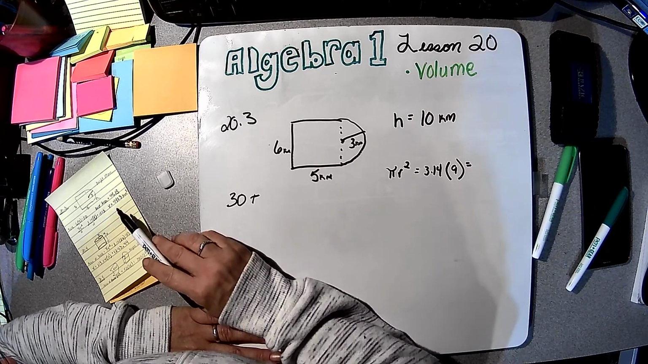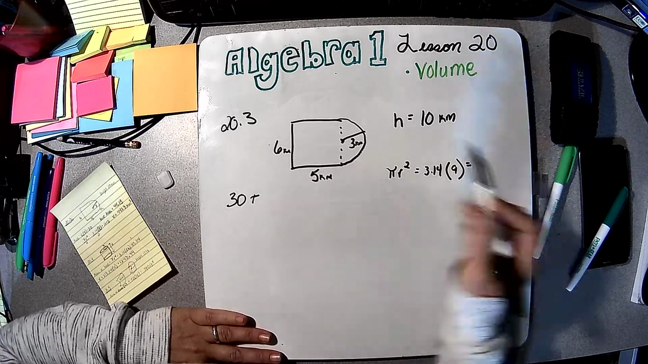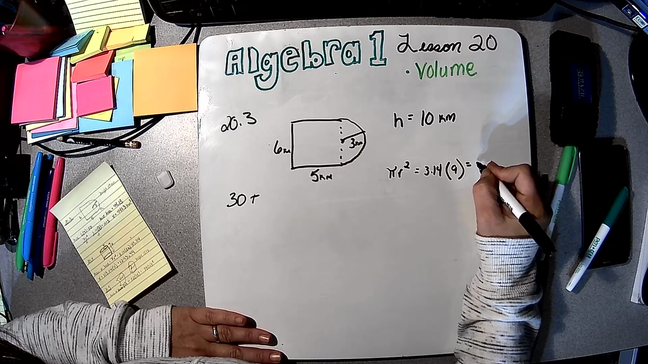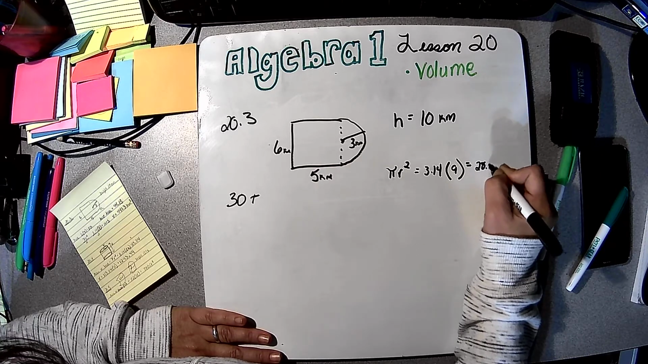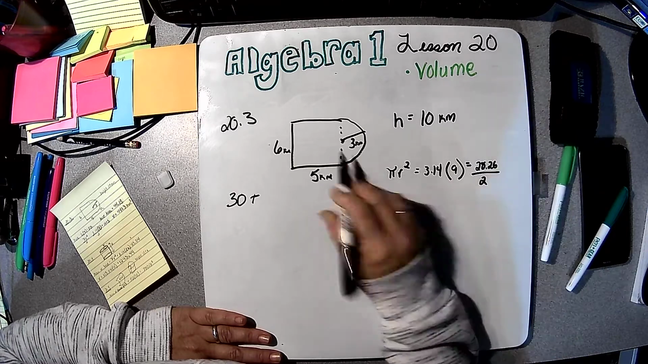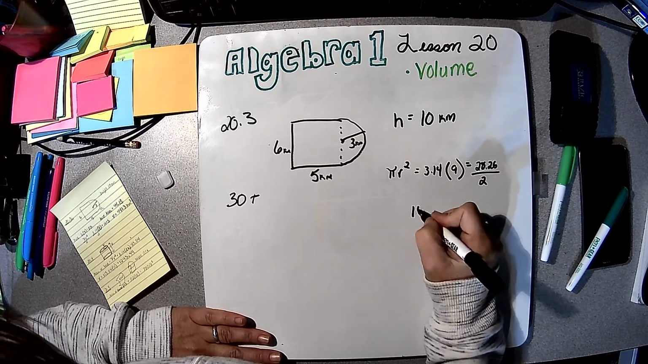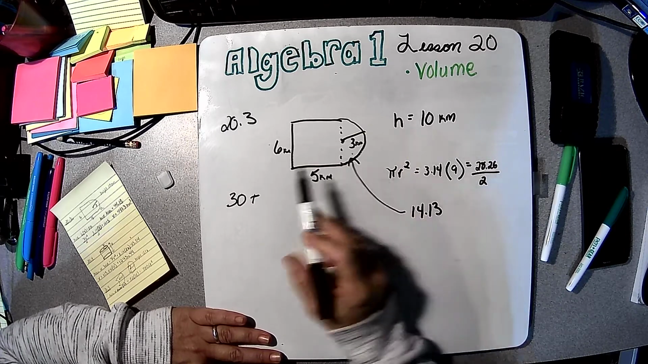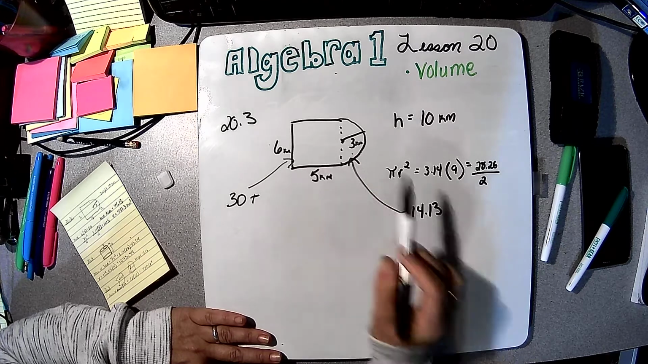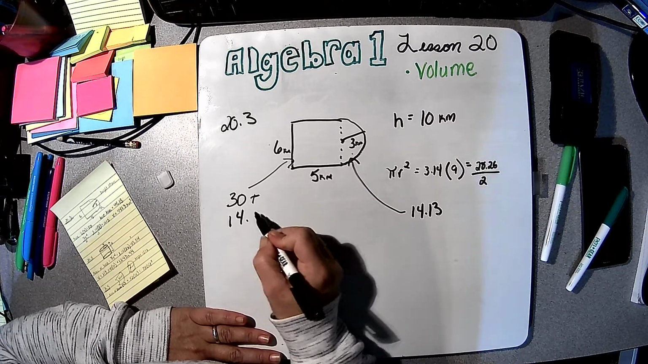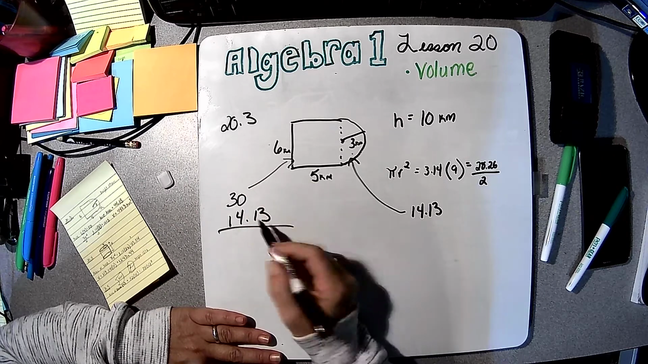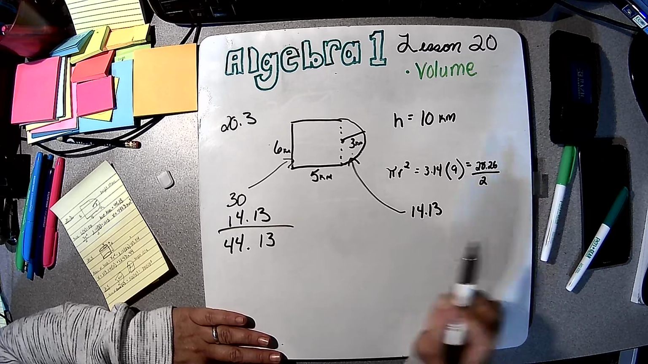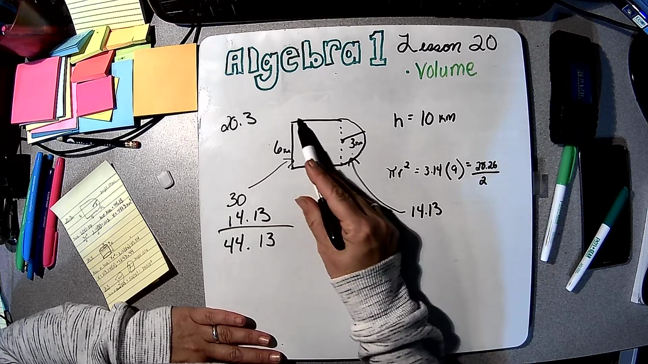And we're going to get 28.26, and then we have to divide that by 2 because it's only half of a circle, and we're going to get 14.13. So that's the area for this piece, this half circle, and this is the area for the square. Now we're going to add them together. And we're going to get 44.13. So 44.13 is the area of the entire base.